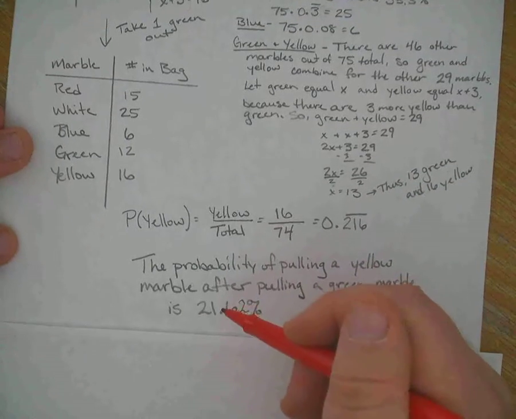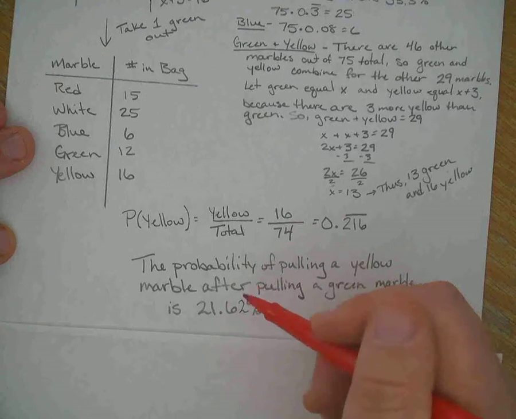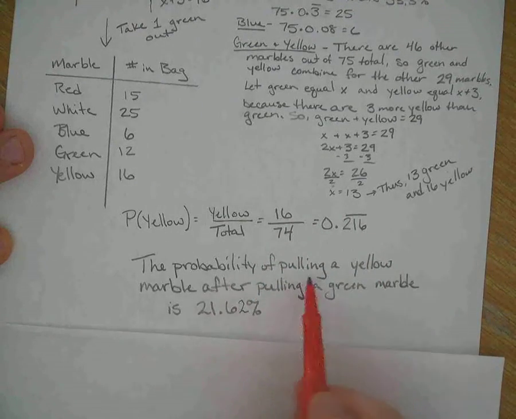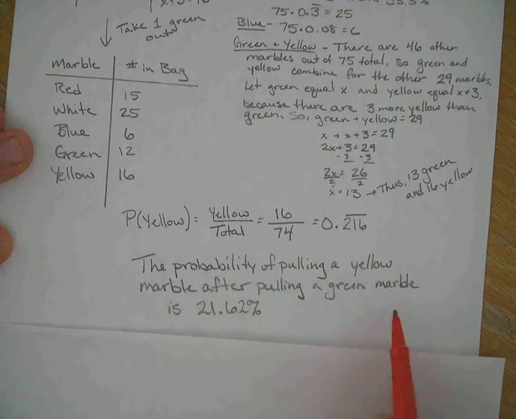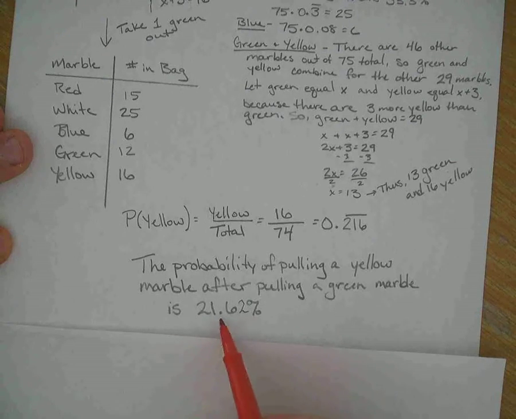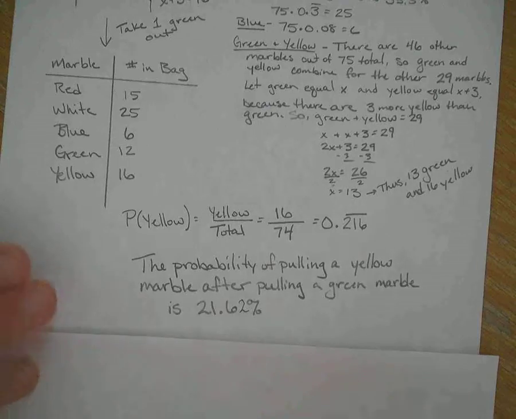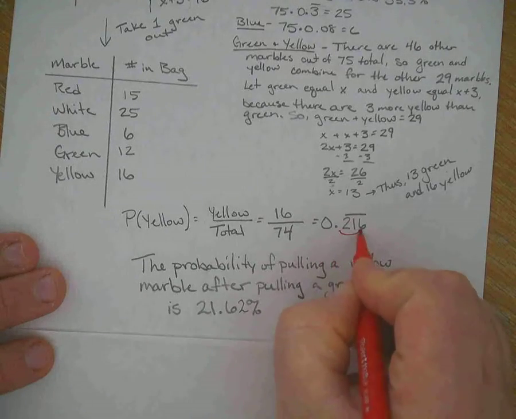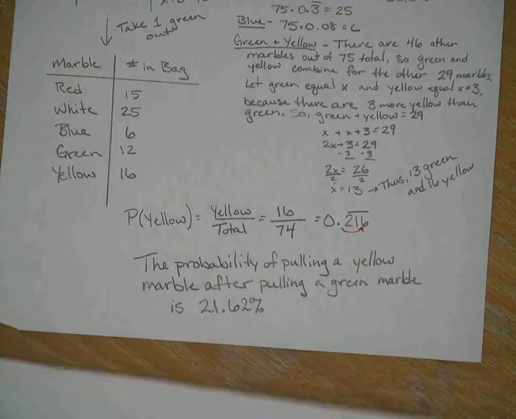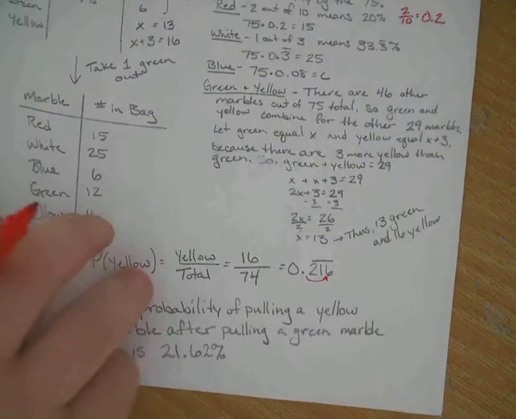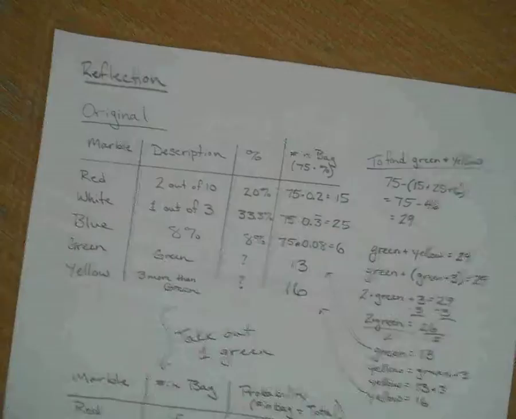And then make sure you frame that in the verbiage of the problem. The probability of pulling a yellow marble after pulling a green is 21.62%. Okay, I turned it back into a percent by moving that decimal over 2 spots. Okay, now that's kind of the first run through the problem there.